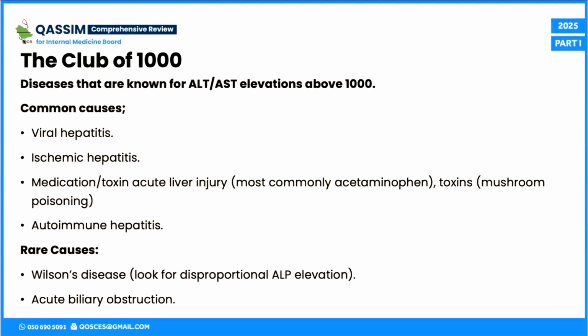So now I'll talk about the Club of 1000. This is a terminology that we commonly use as gastroenterologists. Whenever you have ALT, AST elevations more than 1000, you think about certain differential diagnosis. You can memorize it with the mnemonic VIMA. VIMA includes viral hepatitis, ischemic hepatopathy, medications like acetaminophen or toxins like mushroom poisoning, and autoimmune hepatitis. Rare causes include Wilson's disease and acute biliary obstruction, which on few occasions can cause elevations in liver enzymes more than 1000.